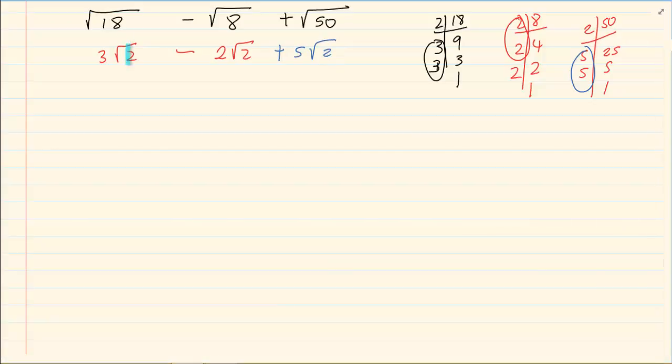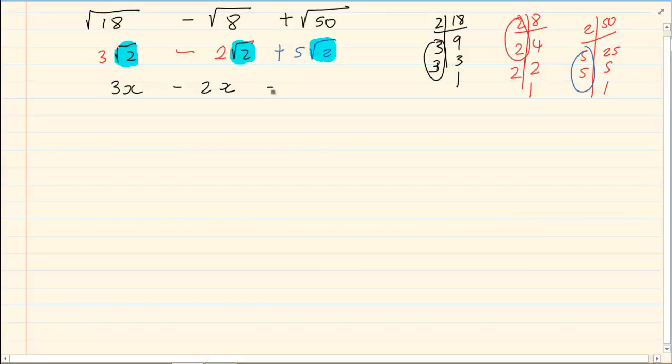What you should notice is that all of them have root of 2. So it's like adding 3 apples minus 2 apples plus 5 apples. Or what you could say is, 3x minus 2x plus 5x, which will give us 6x. So our final answer is 6 root of 2.